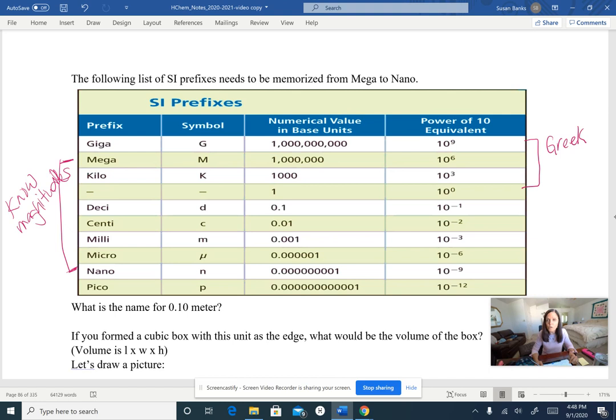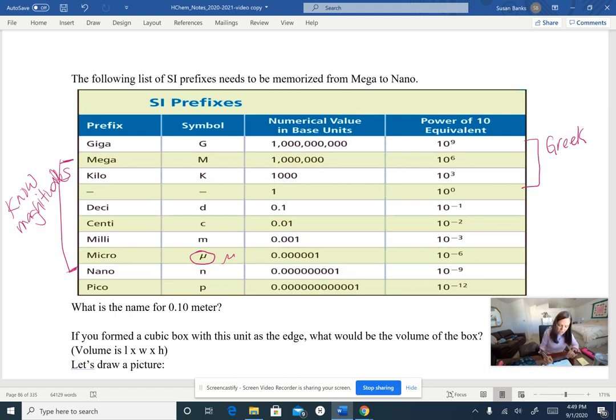Micro is 1/1,000,000th. And look at the symbol for micro. Micro is the Greek letter mu. It's kind of like a U with the tail on the wrong side of it, a lowercase u. So micro is 1/1,000,000th of something, or 10 to the negative 6. And nano is 1/1,000,000,000th of something. So if I have a nanometer, I have 1/1,000,000,000th of a meter.